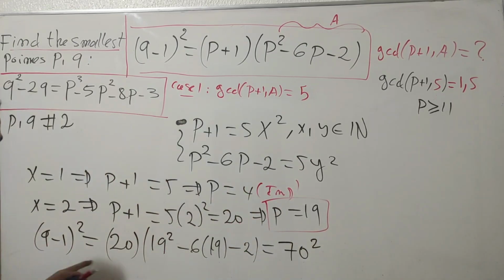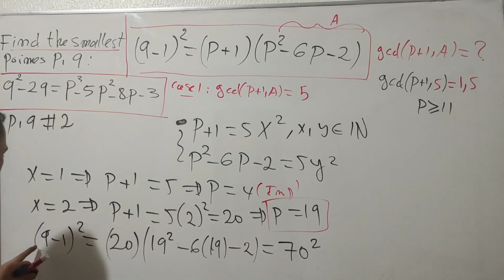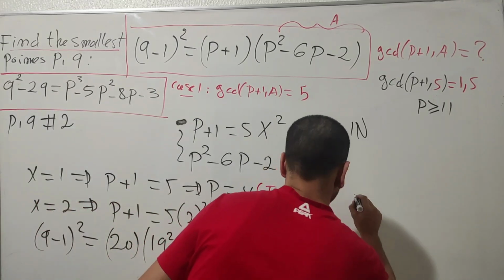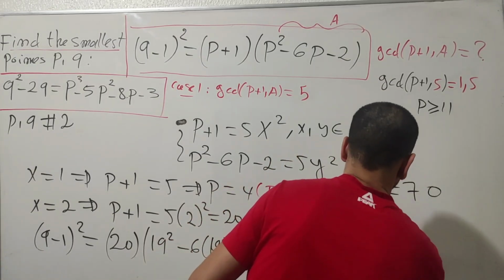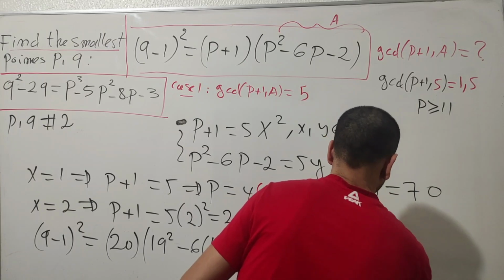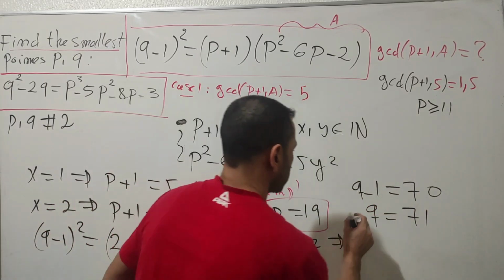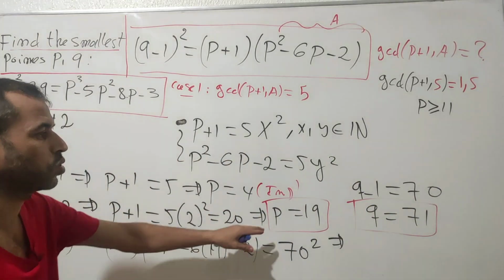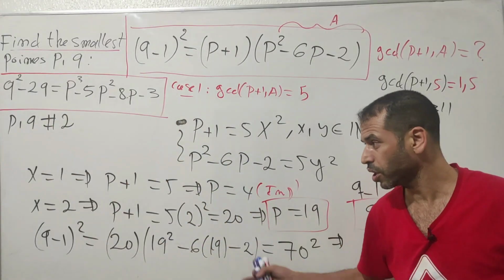So taking the square root on both sides, of course we get the plus sign because q is positive here. It's going to give us q minus number 1 equals 70. In other words, q equals 71. Also we get a second prime. So q equals 71 and p equals 19 are the smallest primes for this equation. So we are clearly done with this problem.